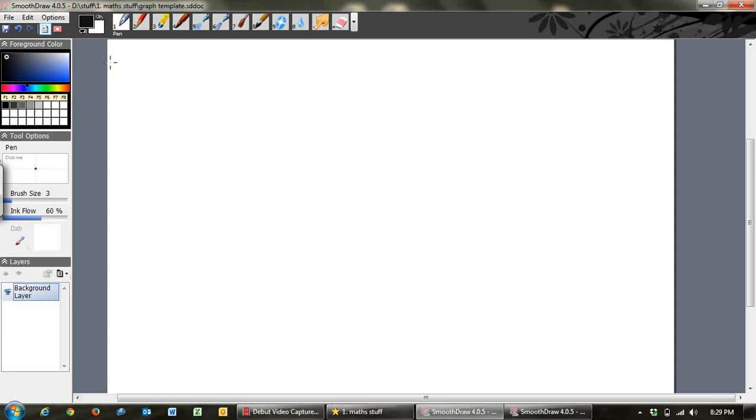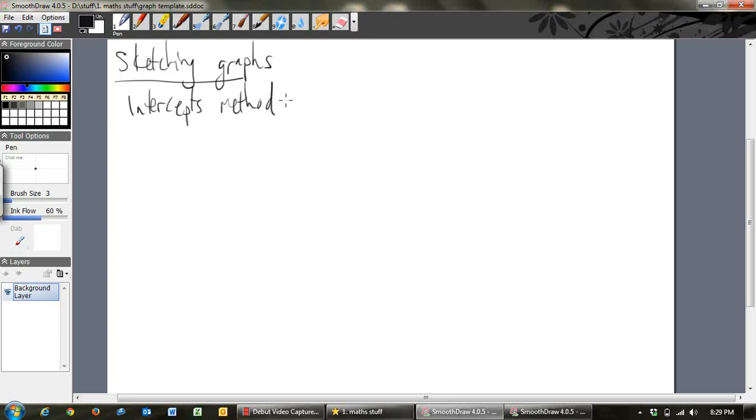G'day again. In this video I'm going to be sketching graphs again, but in particular I want to show you the intercepts method. This is usually a much quicker method of sketching, and we use it in general when we've got something like ax plus by equals c. When it looks like that, that's when we'll be using this method.